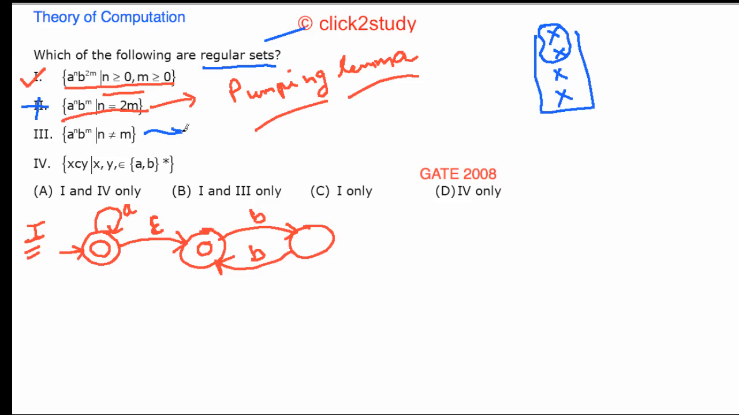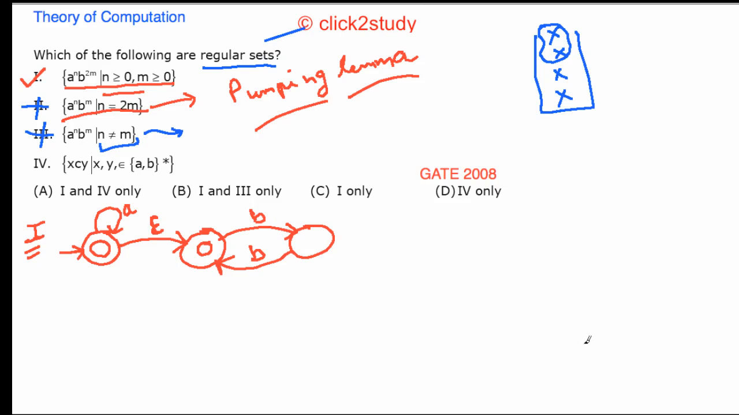Third, this is again the same thing. You need to keep track of counting, that the number of a's you have seen so far and the number of b's you have seen so far are not equal, because out here it is a^n b^m with n not equal to m. So it's just the complement of the previous one, and you need a stack for these things because you need to keep track of counts. This is not regular again.